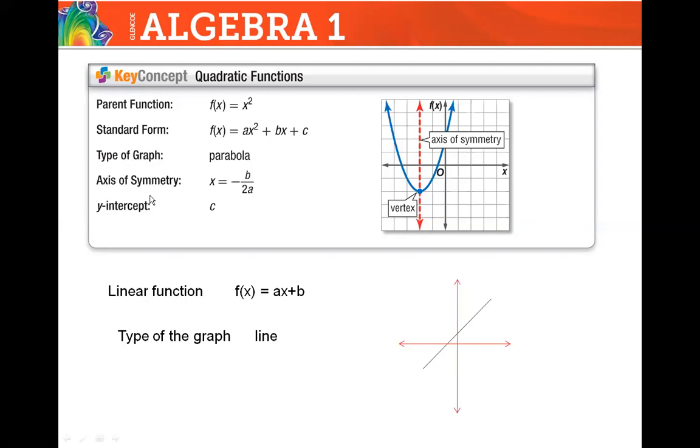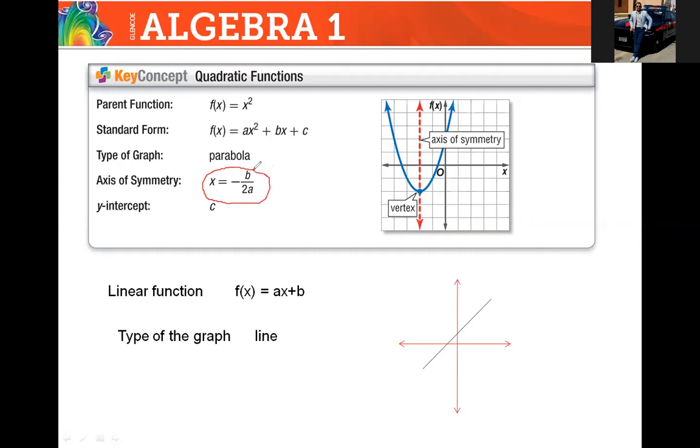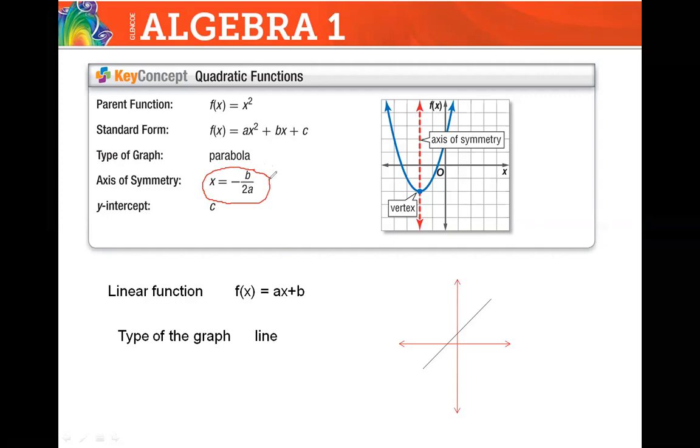The axis of symmetry is a very important rule. Please pay attention to this rule. x equals negative b over 2a. So this is the equation of the axis of symmetry. If we want to find the equation of the axis of symmetry, we'll use this rule. The y-intercept is c, which means the free term. The free term is the y-intercept.